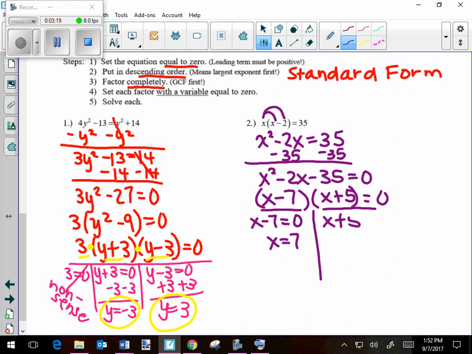x plus 5 equals 0. Subtract 5 from both sides. x equals negative 5. So I have 2 answers for this one as well. One of them is 7 and one of them is negative 5. If you were asked to check this question, you would have to do 2 checks. You'd have to do one check where both of your x's get filled in with a 7. And then you'd have to do another check where both of your x's get filled in with a negative 5. So that would be a 2-check problem.